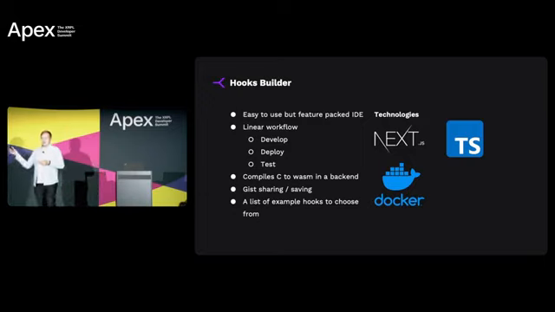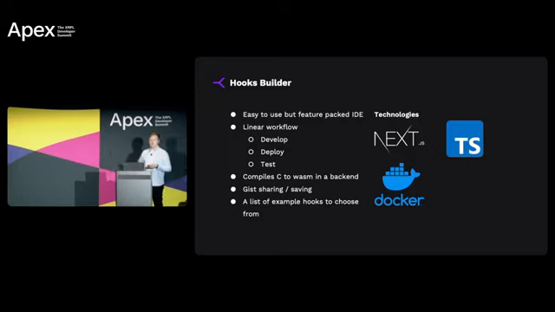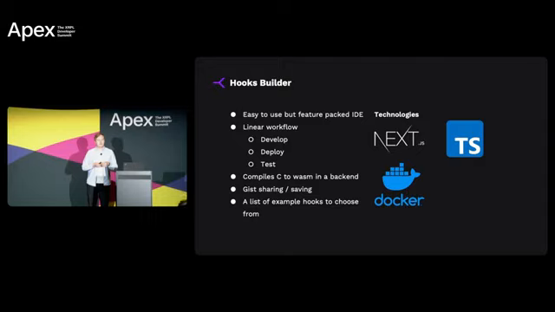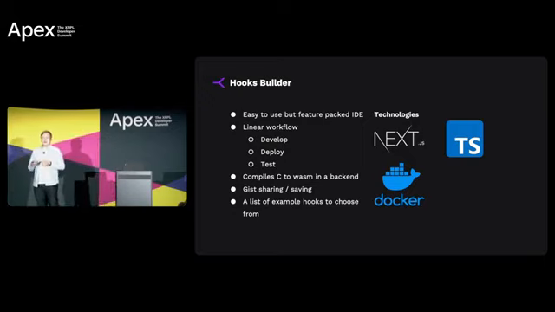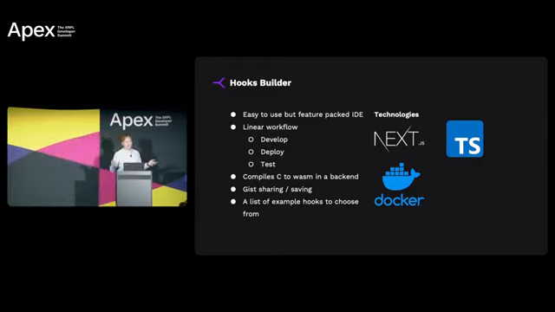And there's a linear workflow. So that means there's develop, deploy, and test. And you could skip these. You are not required to develop first. You could also just test your pre-existing hooks on the UI. And there's a list of example hooks to choose from. So we have this kind of hook store type of thing where users can deploy ready-made hooks that are not audited yet, but in the future they will be, and create their own hooks that way.